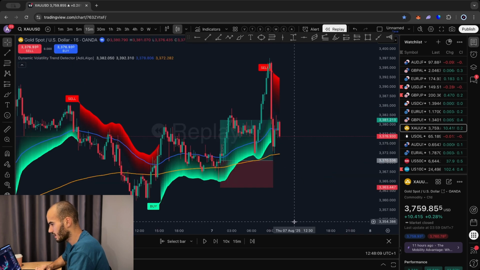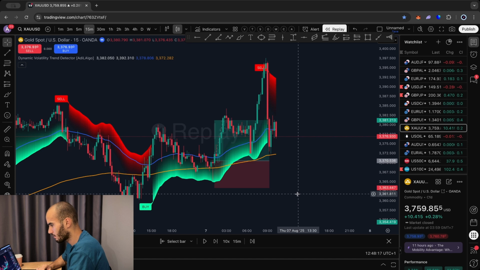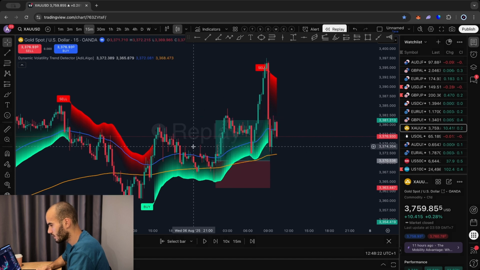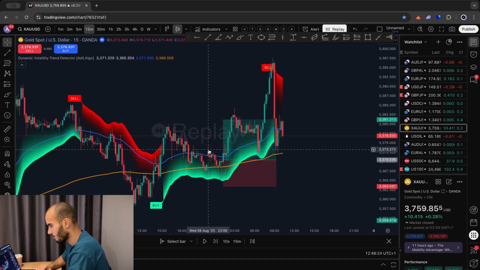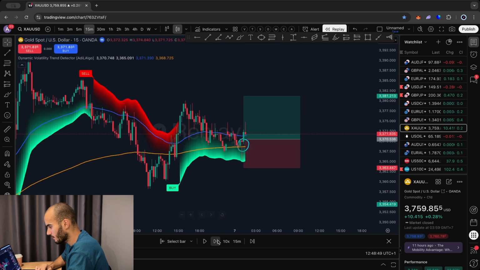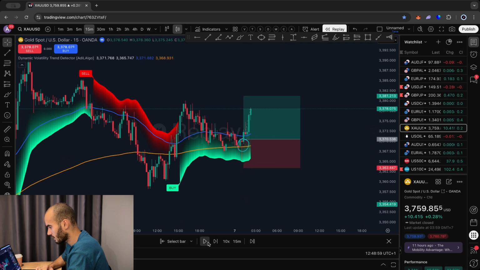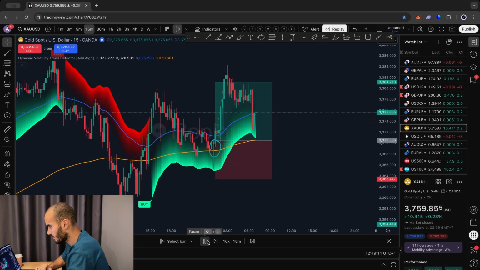Now let's see some real trade examples I took. First trade is a buy on gold on the 15-minute time frame. As you can see here, the price was above the trend line, so we know the market was in an uptrend. We wait for the pullback, and once the price touched the trend line, that gave us our entry. The stop loss was below the swing low, and we targeted a 1 to 5 risk to reward ratio. So this trade plays out perfectly.